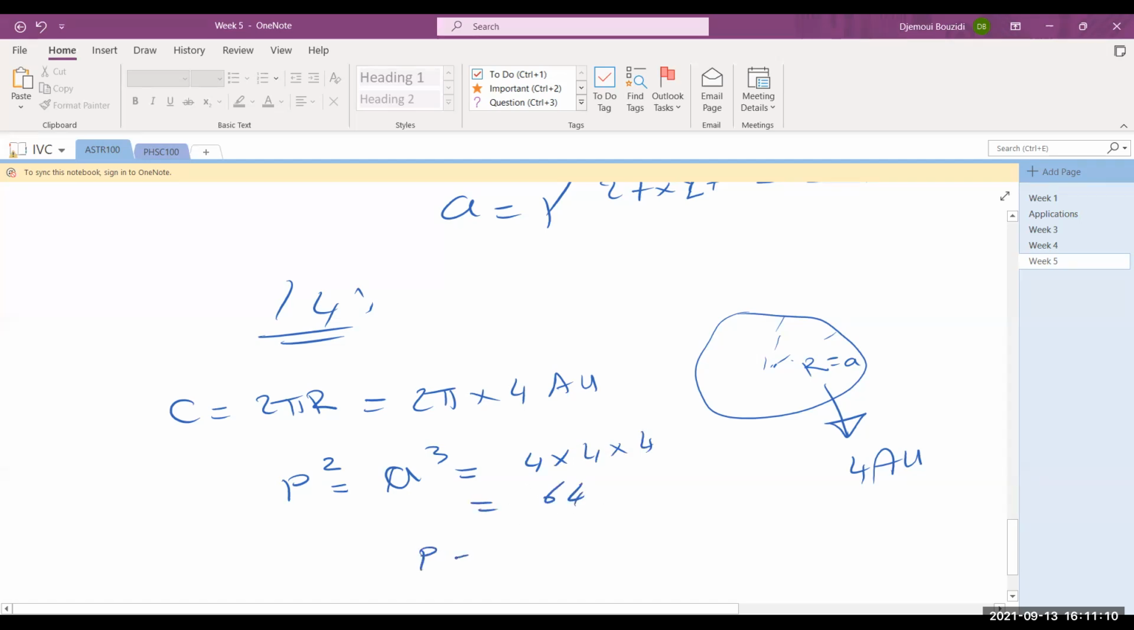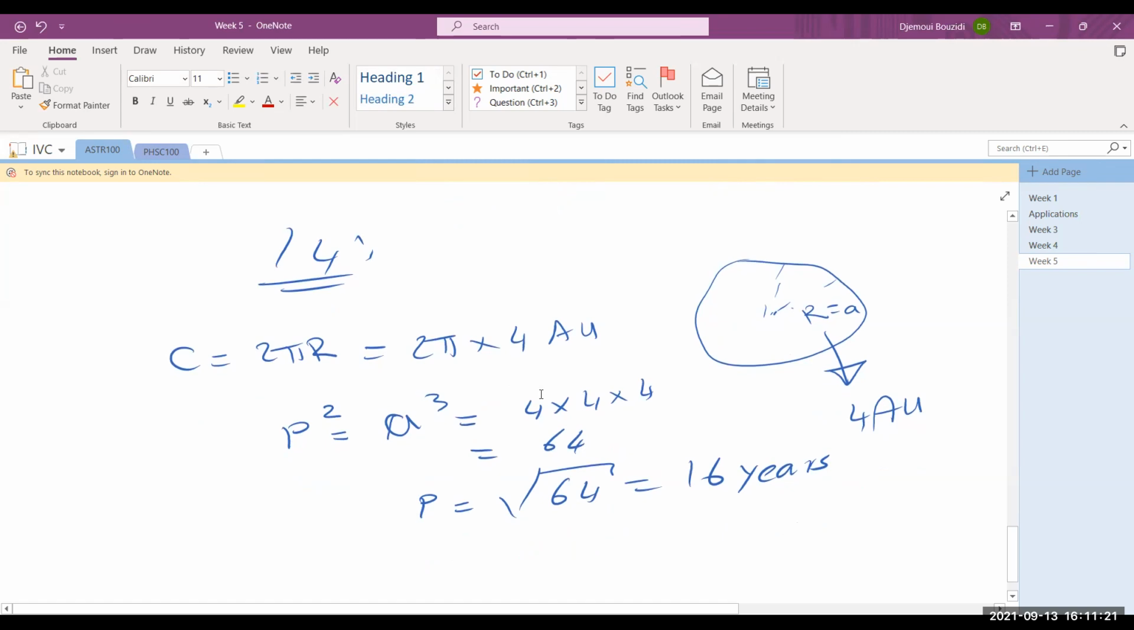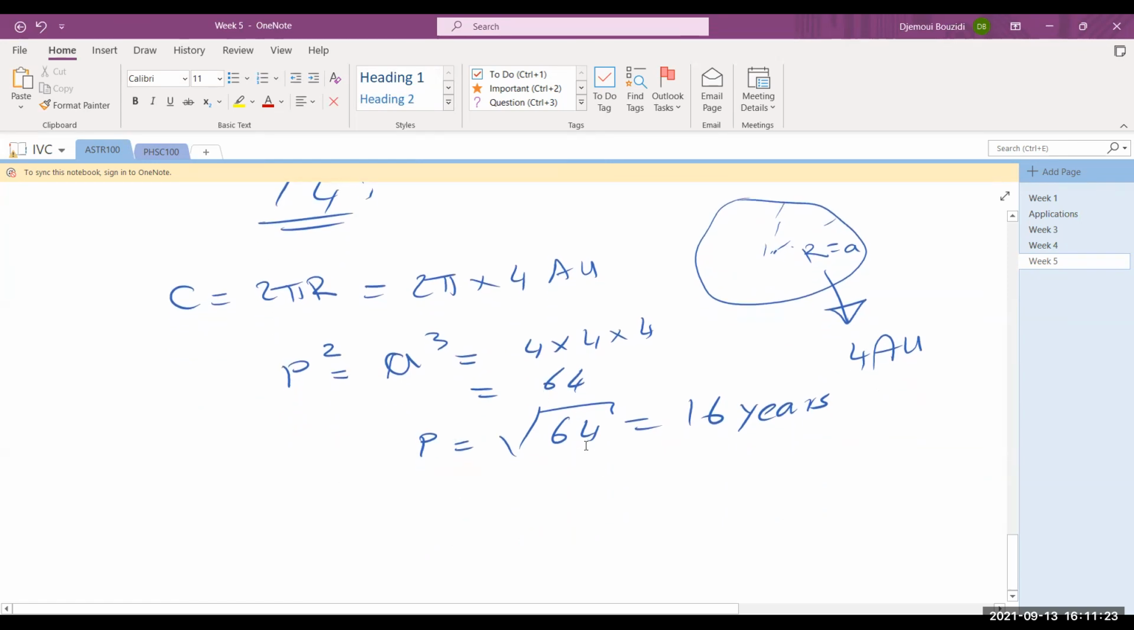That should give me P squared, and the square root of 64 is 16. So 16 years. Okay, it takes 16 years to do this circular path. This is not an orbital path, an elliptical path.